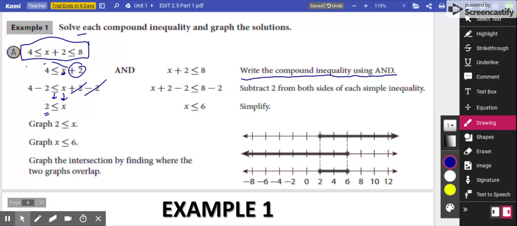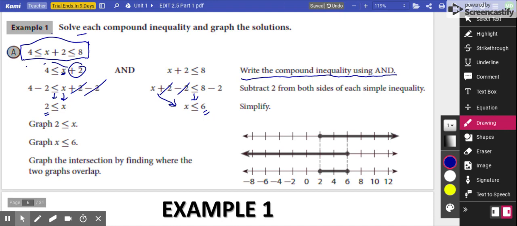At the same time, I can solve my other inequality. I'm going to subtract 2 from both sides. My 2's cancel out. I'm left with an x. 8 minus 2 gives us a 6. We bring down our sign. So we have two different inequalities.